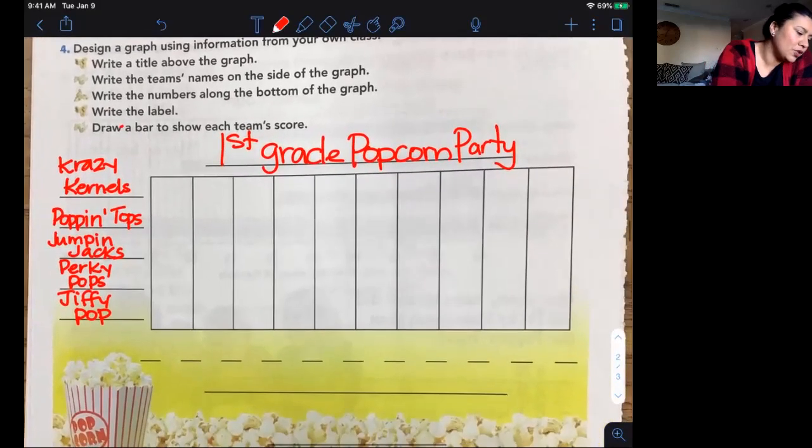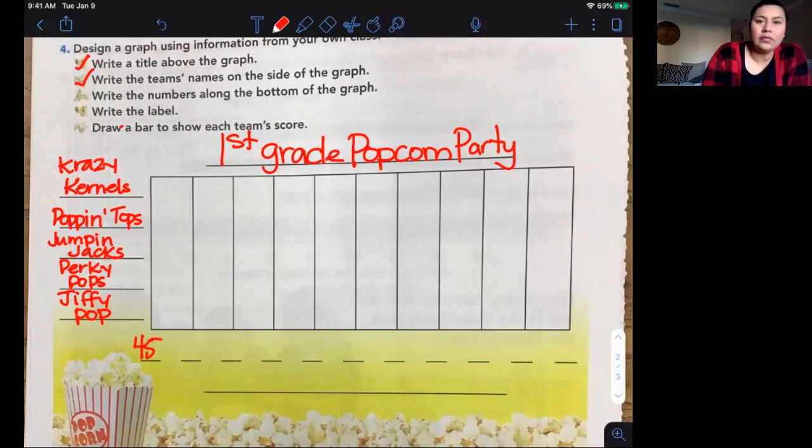So we already did the first one, which is write the title. We wrote the names of the teams on the side. Now we need to write the numbers on the bottom. Let's start at 45 and go. Okay, then we're going to go from 45. We'll count by fives. 50, 55, 60, 65, 70, 75, 80, 85, 90, then 95.